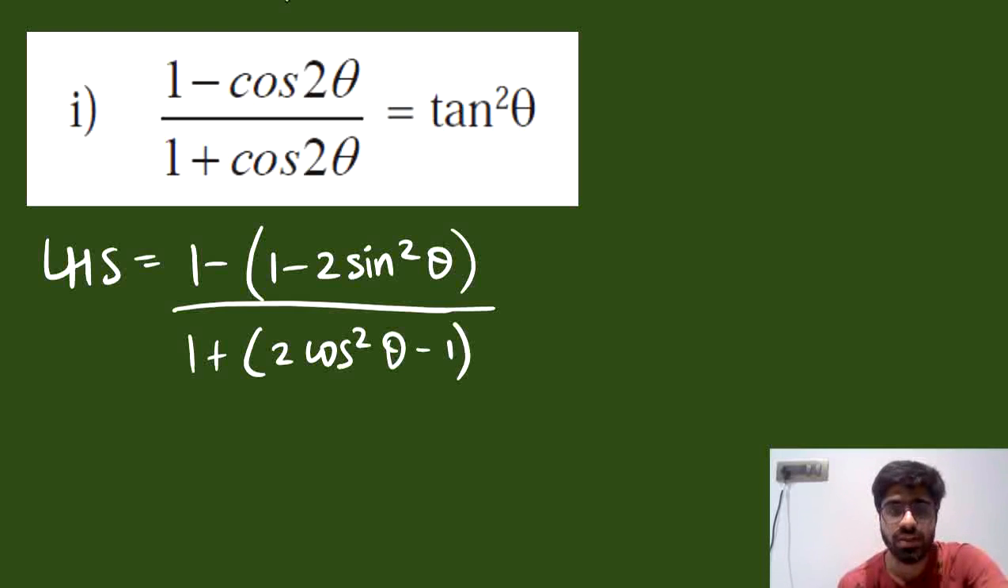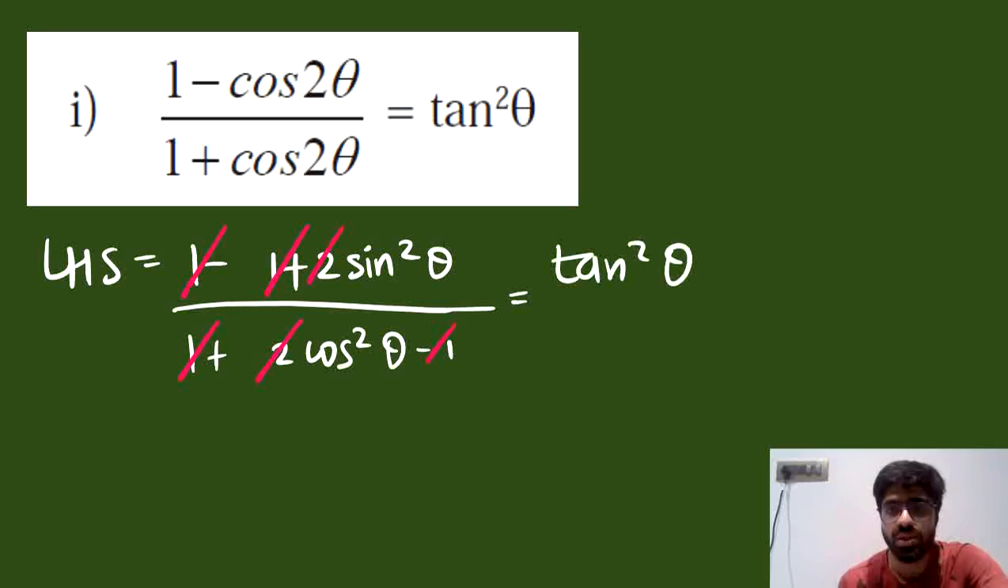Just open up the brackets. This becomes 1 minus 1 plus 2 sine square theta. This would simply remain as 1 plus 2 cos square theta minus 1. 1 minus 1 gets cancelled. 1 minus 1 gets cancelled. Then we are left with 2 sine square theta upon 2 cos square theta. 2 and 2 also get cancelled. And finally it is sine square theta upon cos square theta, which is equal to tan square theta. And that's what you have on the right hand side.